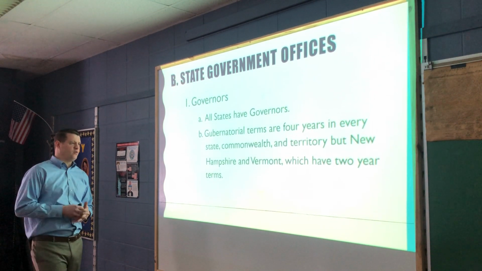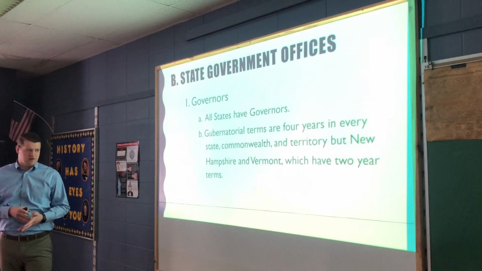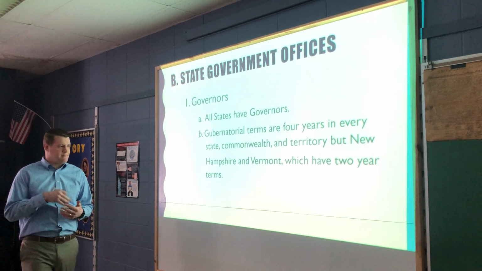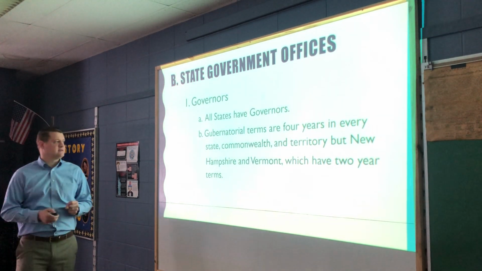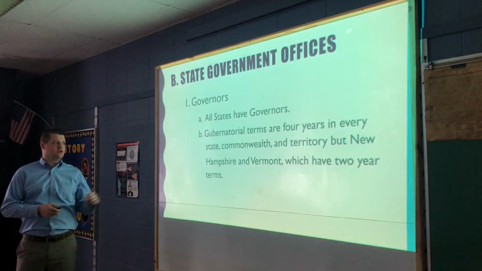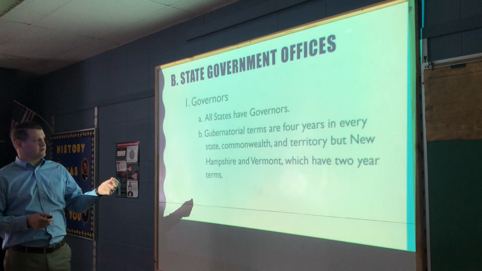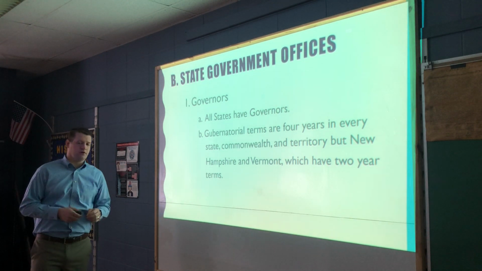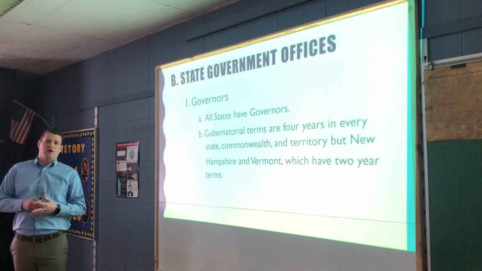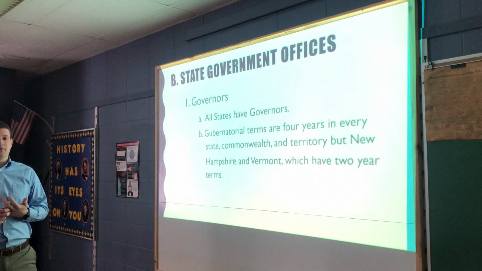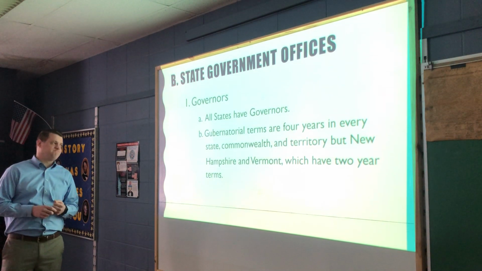Gubernatorial terms are 4 years in every single state, commonwealth, and territory, except New Hampshire and Vermont, which have a 2-year term. So for 48 of our states, the gubernatorial term, which is the term for the governor, is 4 years, so they're modeled after our national executive branch, being the president.